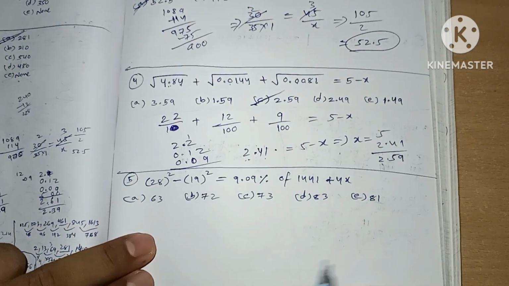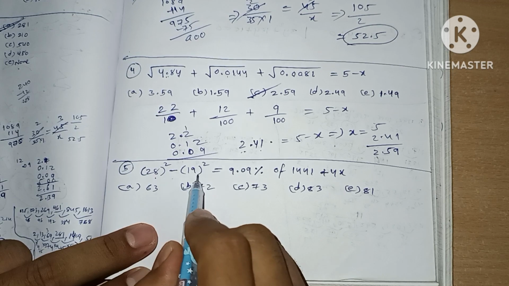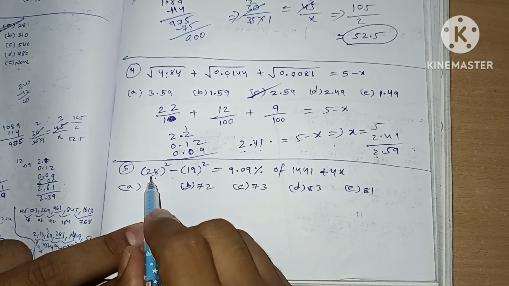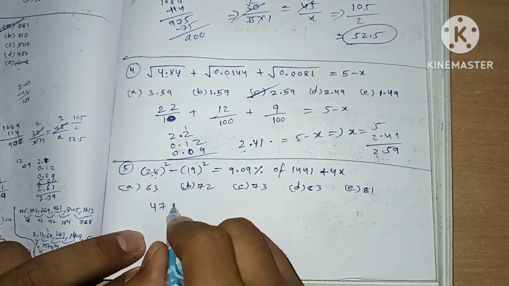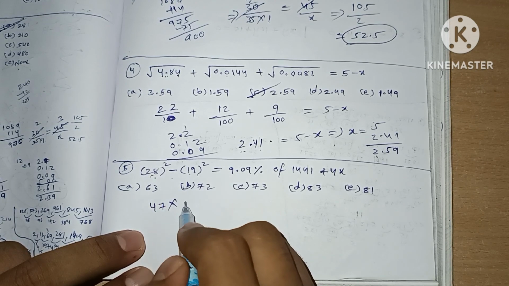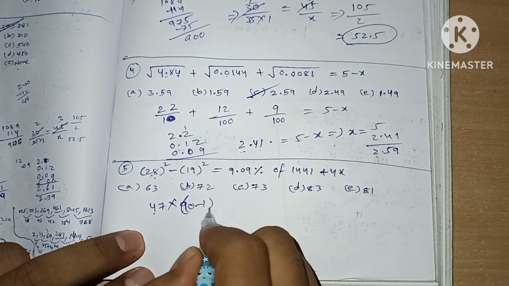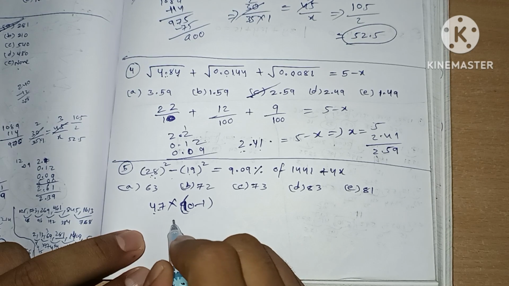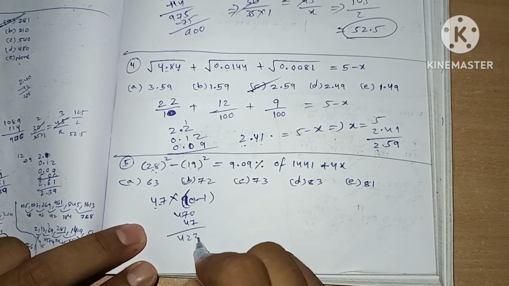Next, this looks like a square minus b square. So a plus b, which is 47, into a minus b. The difference between these two is 9. So 47 into 9. Let's write this 9 as 10 minus 1. 10 minus 1 means 470 minus 47, which will be 423.